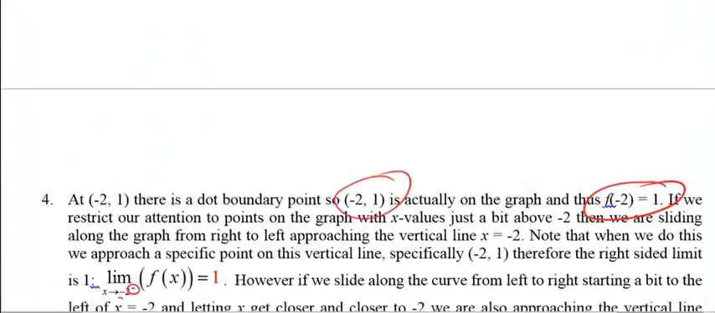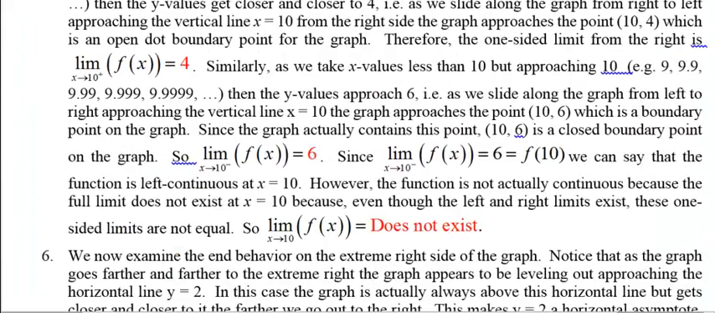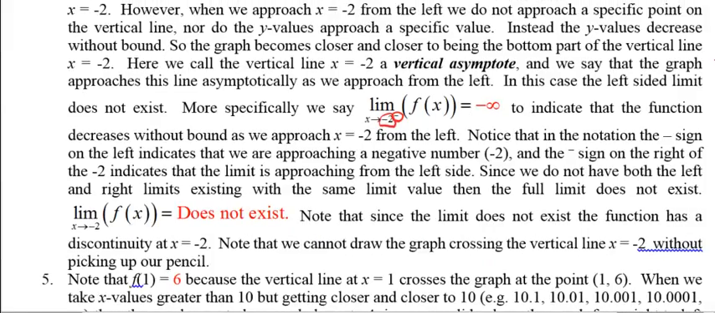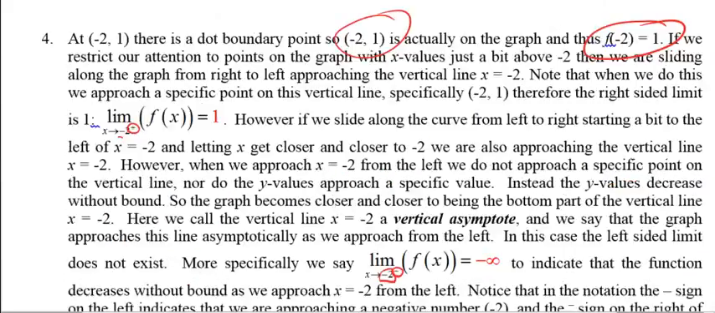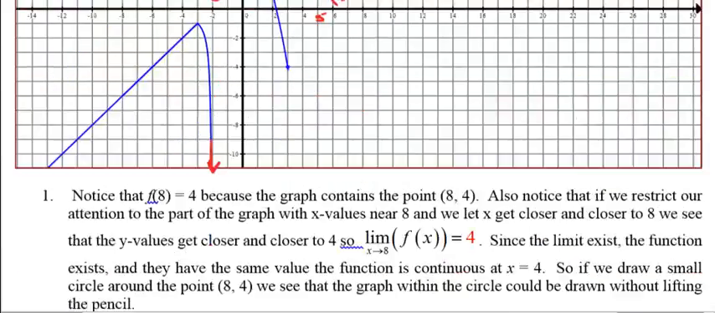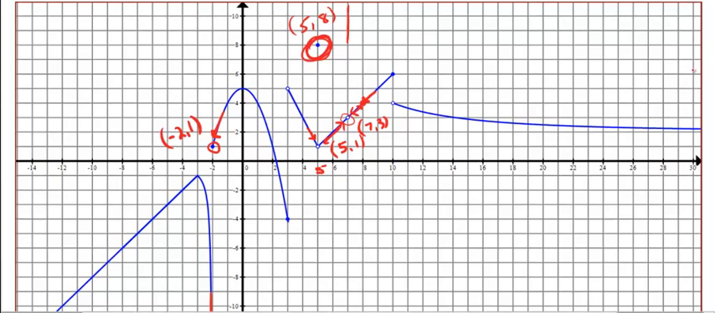Okay, let's see if there's any more questions on this part. Okay, as x approaches 1, then y approaches 4, and that 4 is f of 1, which is 4, so that's a point. It's a continuous point.